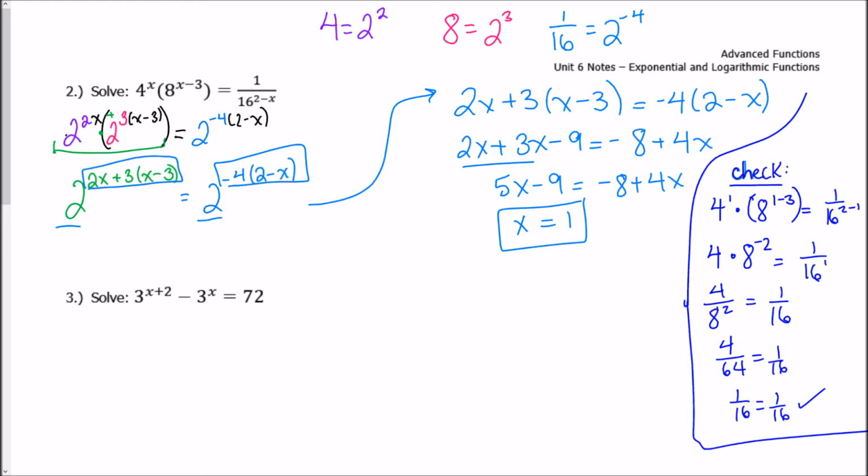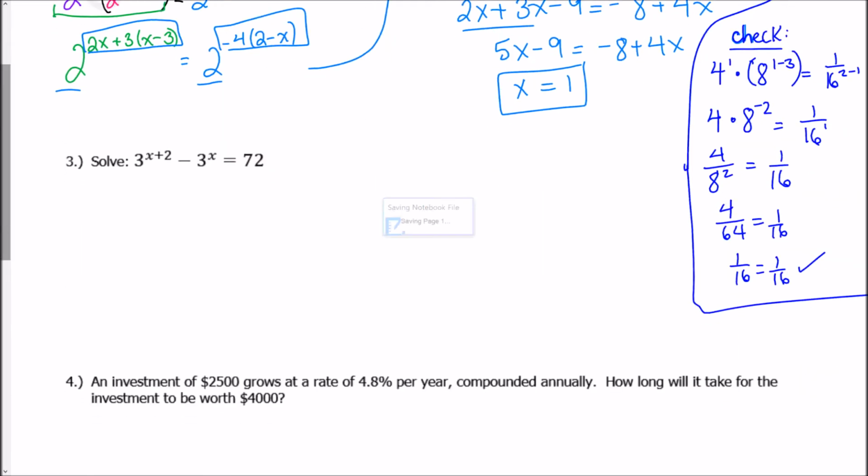Okay? All right, so now taking a look at number 3, number 3 is a little bit different because of this minus sign. So 3 to the power of x plus 2 minus 3 to the power of x equals 72. We don't have any rules for exponents with subtraction here. So we need to be a little bit creative about how we're going to solve a question like this. So instead, what I'm going to do is I'm going to break this up.